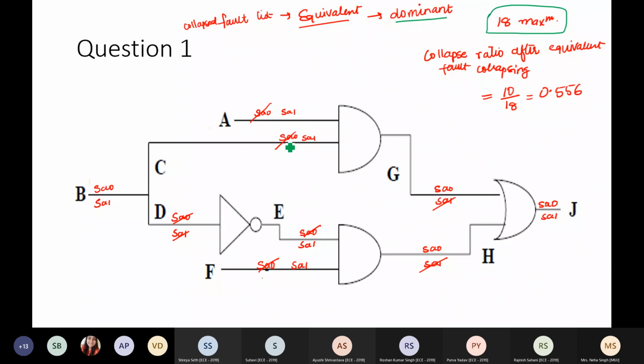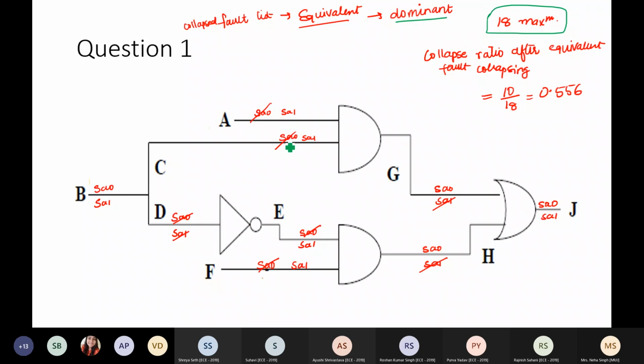For this AND gate, the lower AND gate, again stuck at 0 faults at input need to be eliminated. So now I eliminate stuck at 0 here and here. I am left with stuck at 1s at input and 2 faults at output of this AND gate.